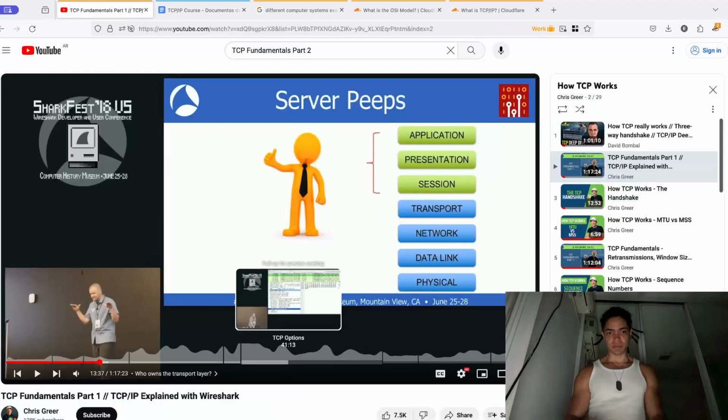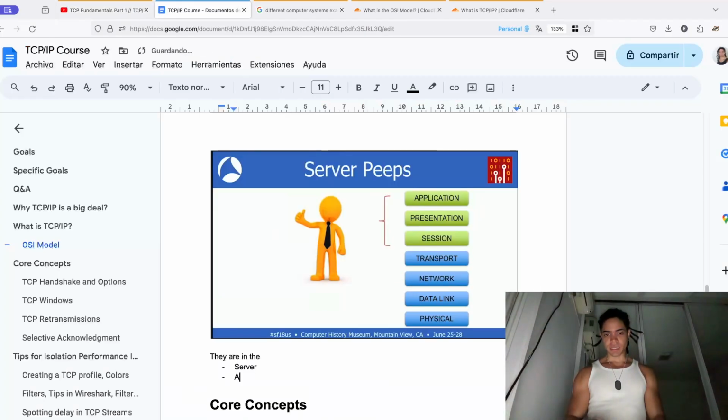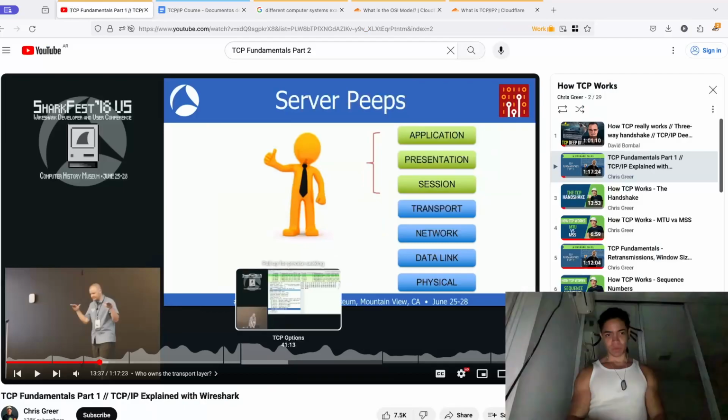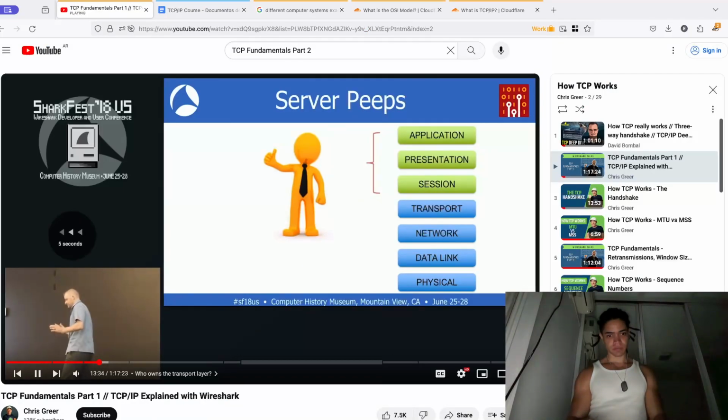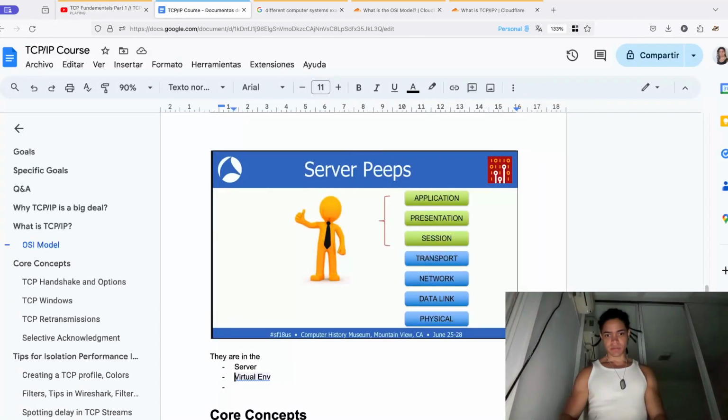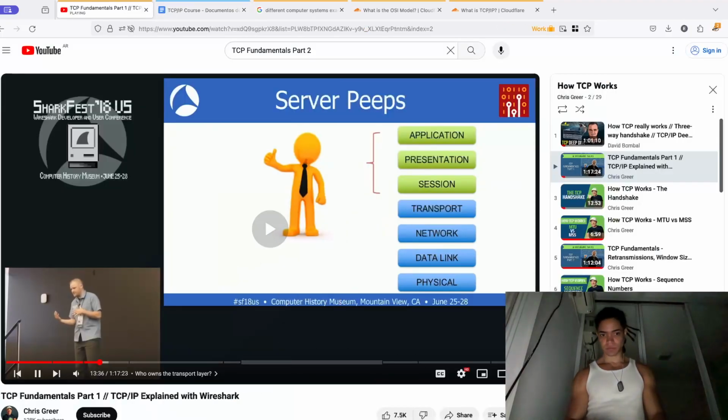They are in the server, the virtual environment, for example, Docker. Exactly. So they are in the server, the app, the virtual environment here. They go in there, they check their resources, they look and make sure nothing's spiked, nothing weird.